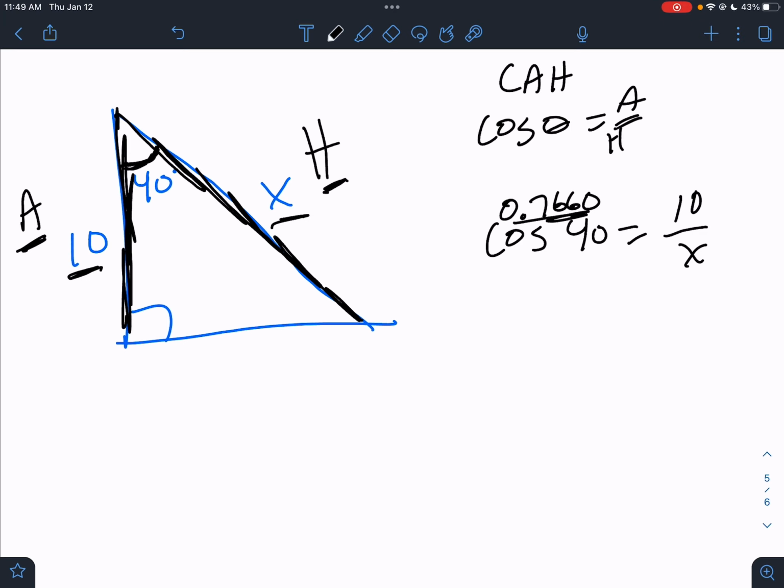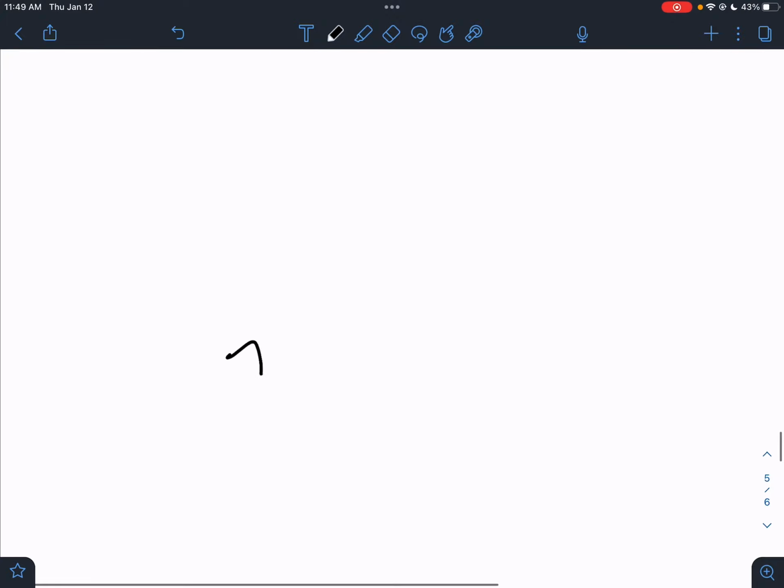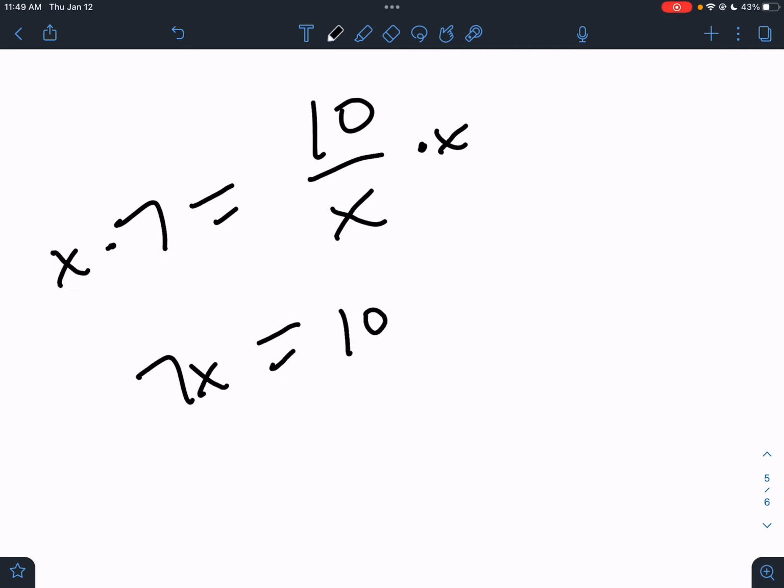That's what it has to equal. How do we solve that? Okay, sidebar, algebra 1. Let's say you had 7 equals 10 over x. How would you solve that? You would multiply the x to both sides. You get 7x equals 10. You would divide both sides by 7. You would get x equals 10 over 7. That's what you would do.